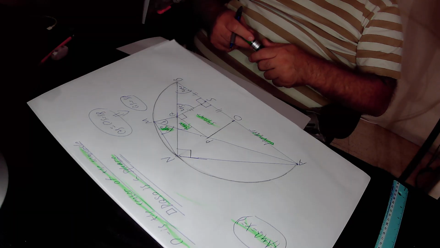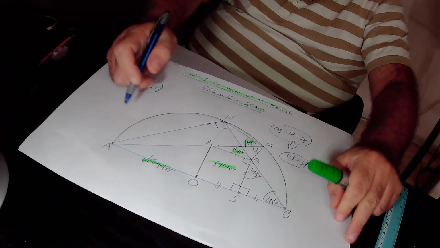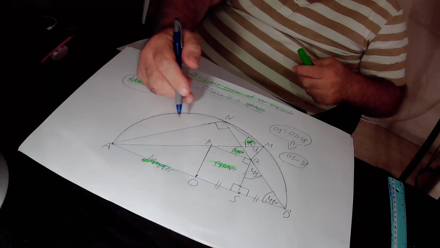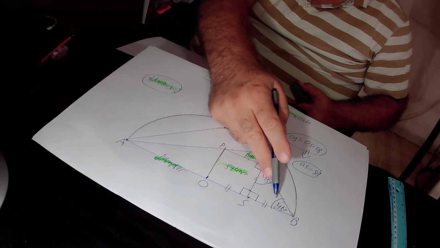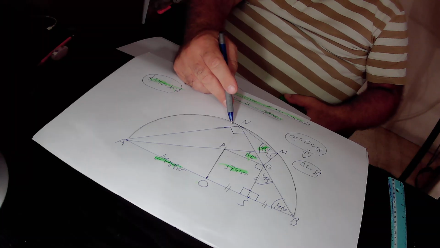In the next step, we will focus on the big right triangle, triangle ANB. In the big right triangle ANB, this angle equals 45 degrees in size. This is a right angle.